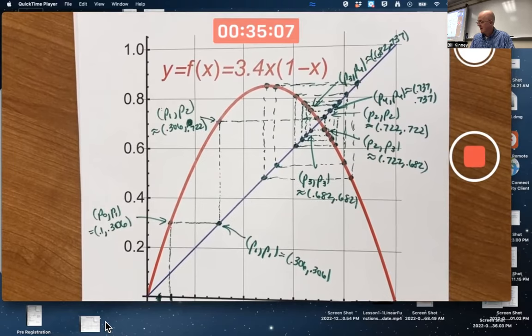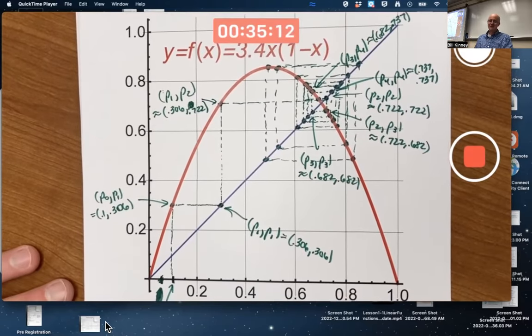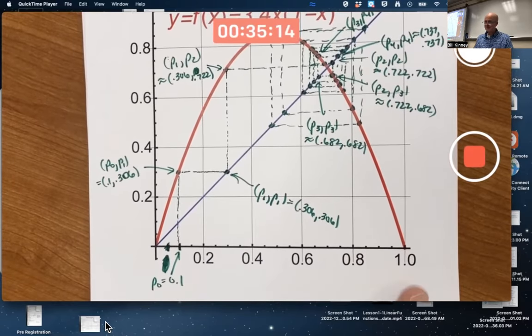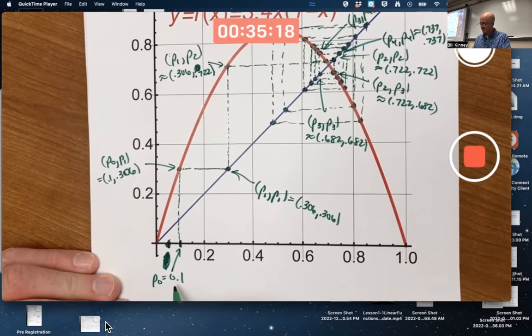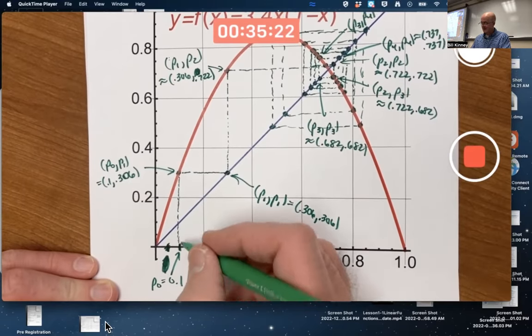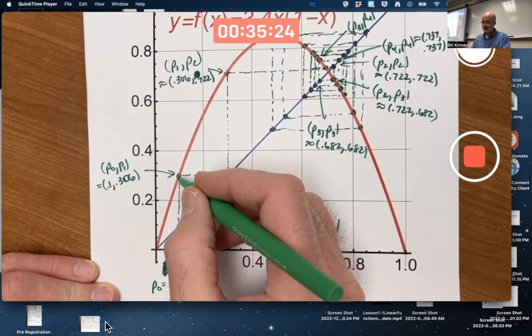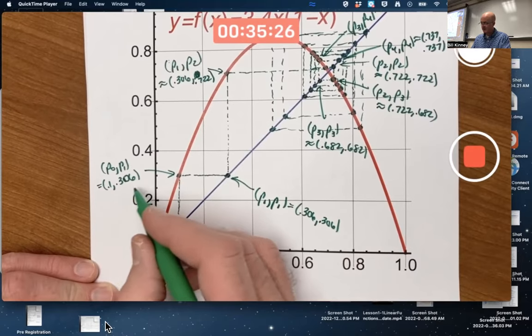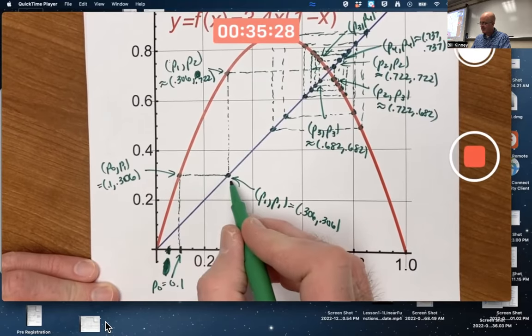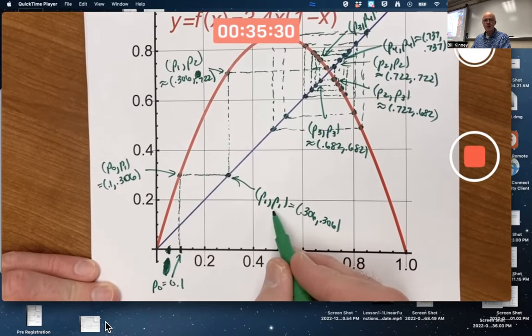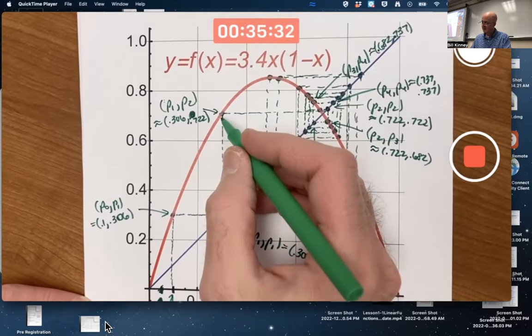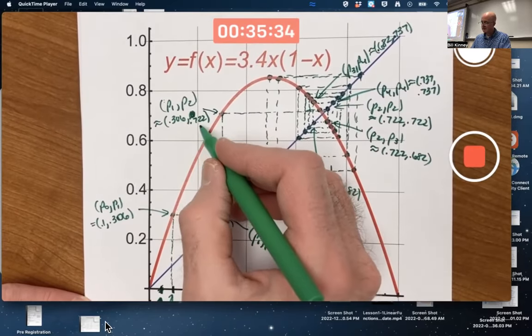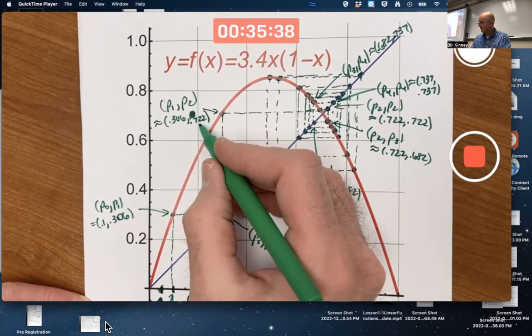All right, here's my picture. So again, you start down at the seed, P0 is 0.1. I initially marked it incorrectly. It's right there. Go up to the graph, the red graph, point is coordinates P0, P1. Go to y equals x, coordinates P1, P1. Up to the graph, coordinates P1, P2. We see P2 is about 0.722. That's almost the fixed point.